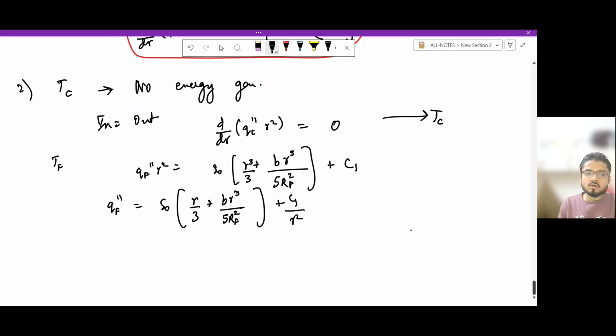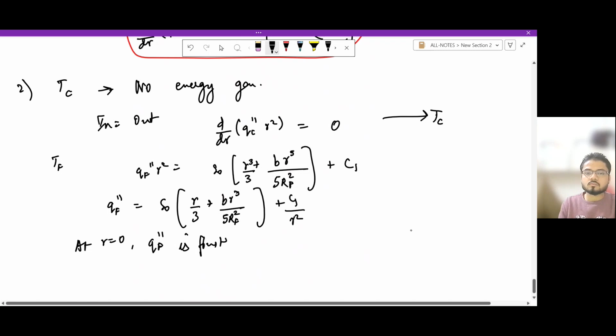So we could start our analysis right here. We'd say that at r equals 0, qf double prime is finite, right? But from this equation, r tends to 0 implies qf is close to infinity.